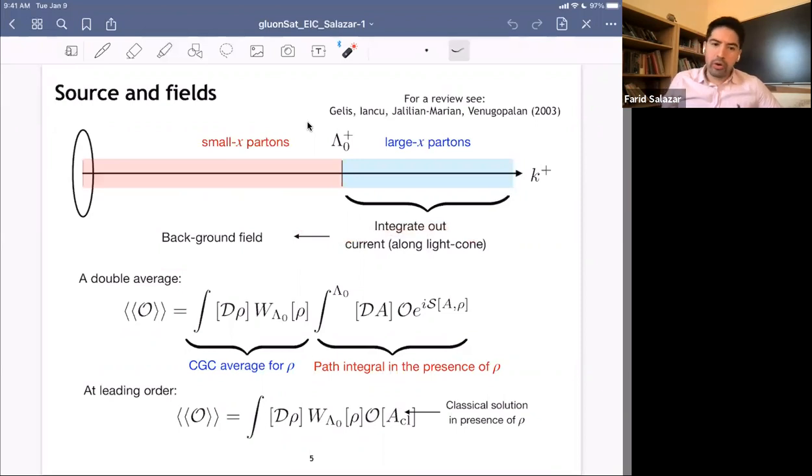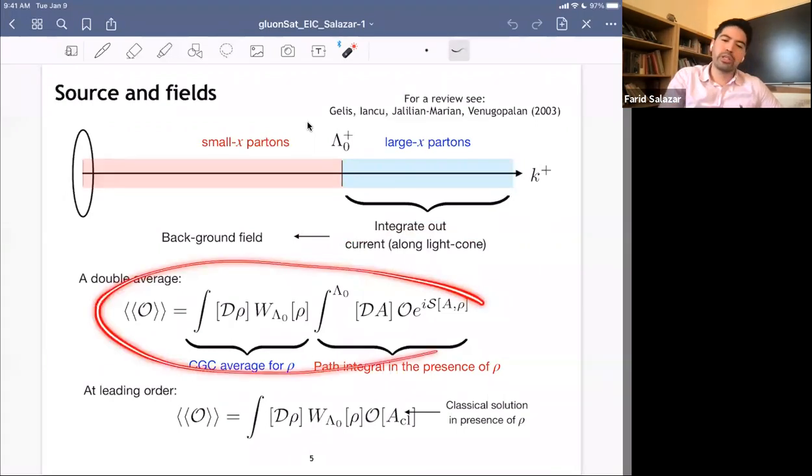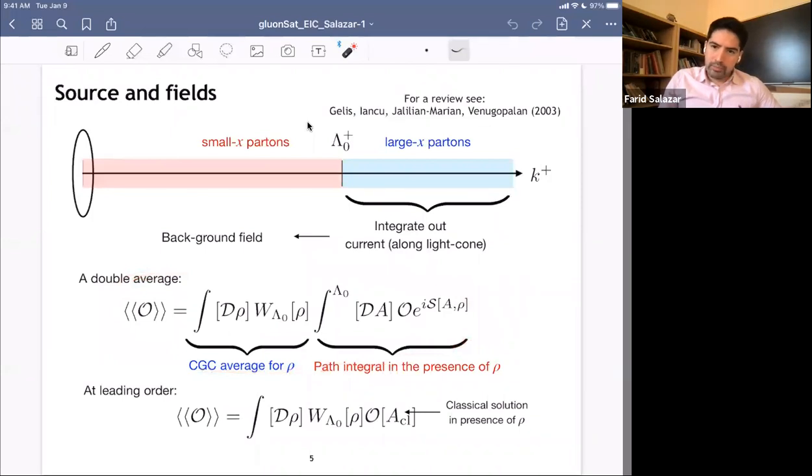And a little bit more formally, you can see it in this expression, which is something that you will see in CGC papers, this so-called double average. So as I said, there is a separation of degrees of freedom in which these are integrated out. And the way they speak to the small x physics is that these are going to be sources. These rho, these sources, will speak to the gauge fields which characterize these small x partons. There will be a scale which tells you what you consider as gauge field and what as sources.